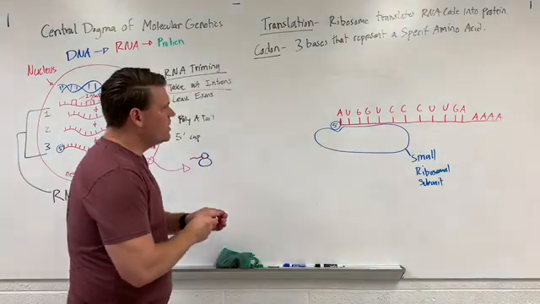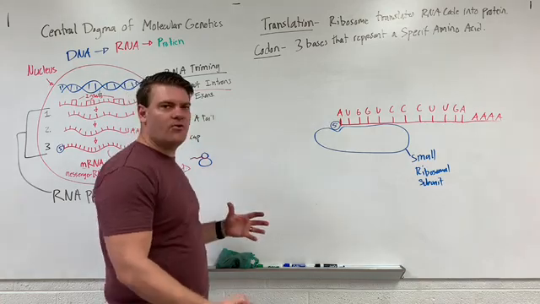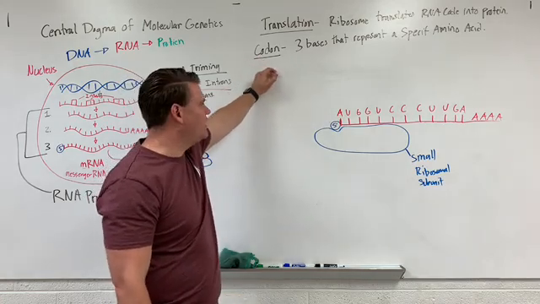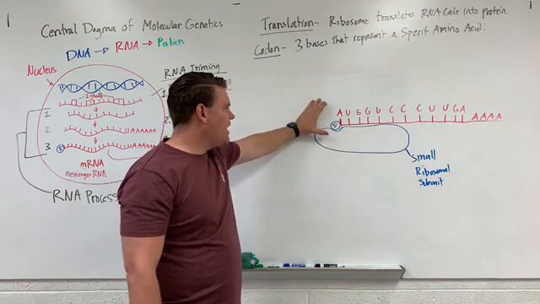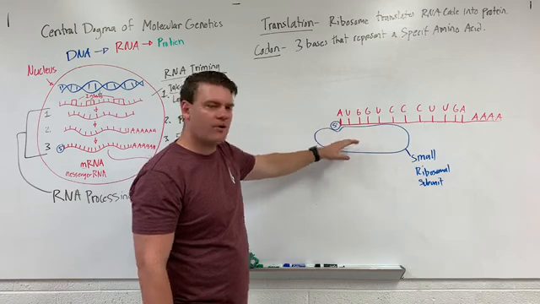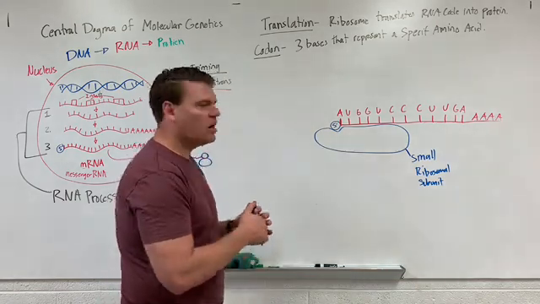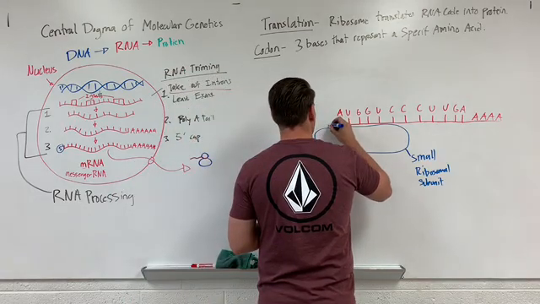All right, so here is our mRNA. And what we said before is that we're going to read off our codons to find out what amino acids go on here. So once our mRNA combines with our small ribosomal subunit, then our large ribosomal subunit is going to come in and attach as well.